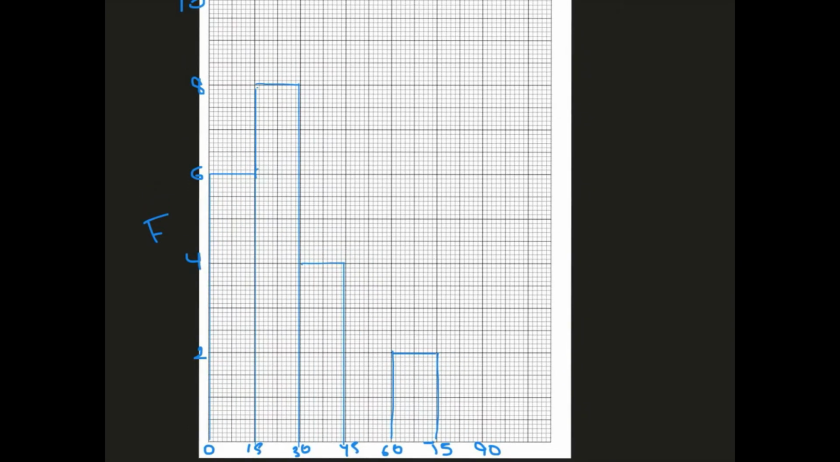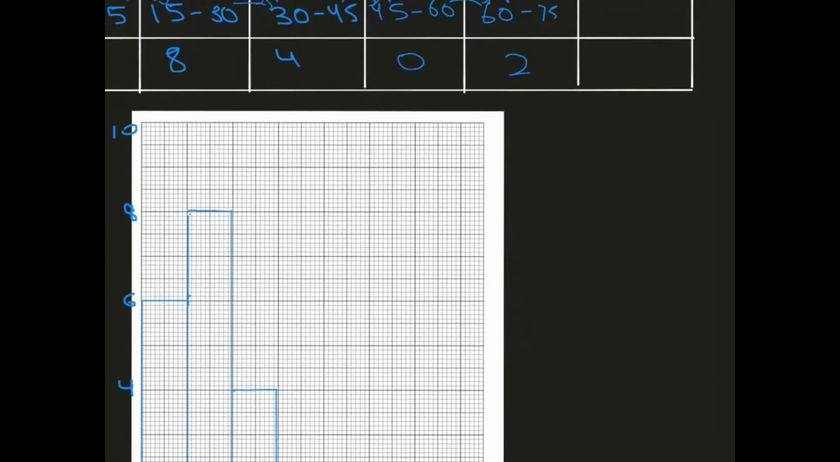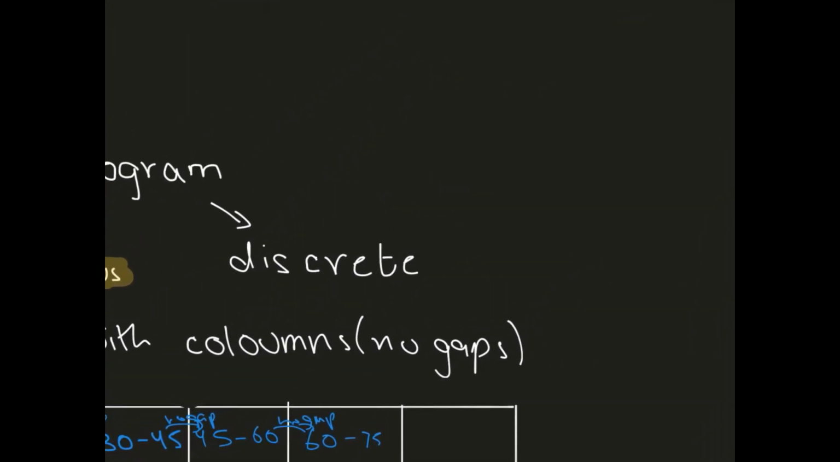Now, even though a histogram should not typically have gaps between them, since this 45 to 60 group did not have a frequency, like its frequency was 0, hence we have a gap over here. This is the only case when a histogram can have a gap. Other than this, a histogram should never ever have a gap between them. So the only time when the histogram can have a gap is when frequency is 0, right?